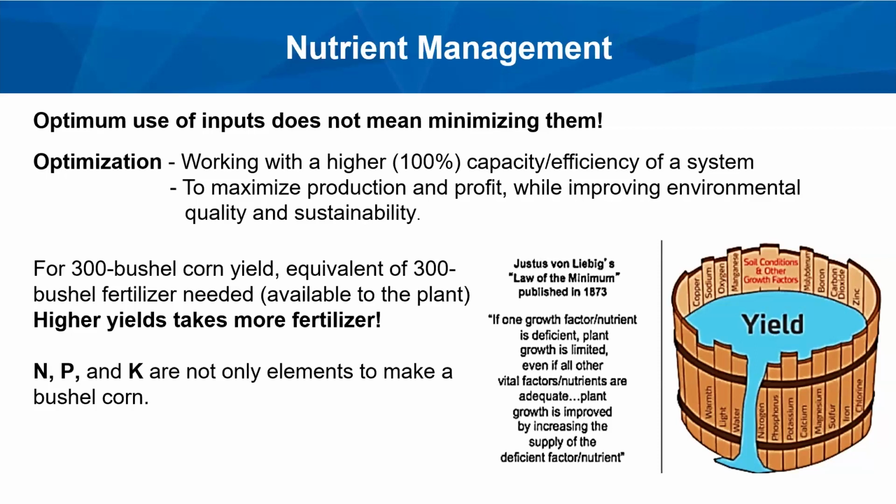We always consider that higher yields take more fertilizer. If we are going to produce 300 bushels of corn, we need to provide the equivalent of 300 bushels of fertilizer. It should be available to the plant. It's not just provided. If we provide it to a different field, it may not be accessible or available to the plant. And next, NPK are not the only elements that limit production. So we have Liebig's law.